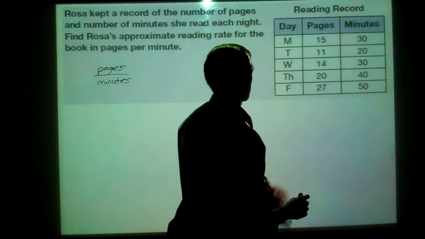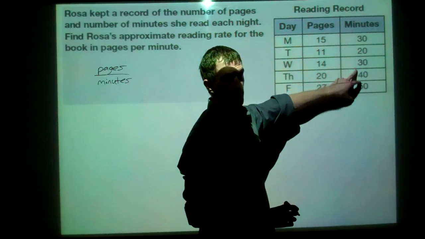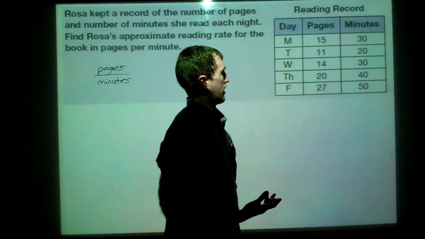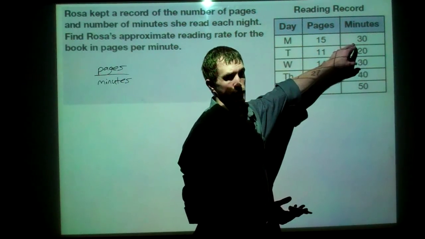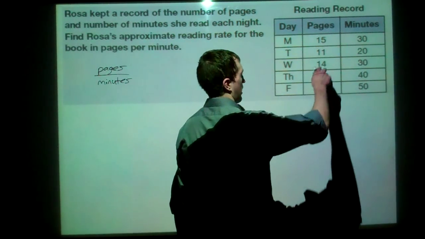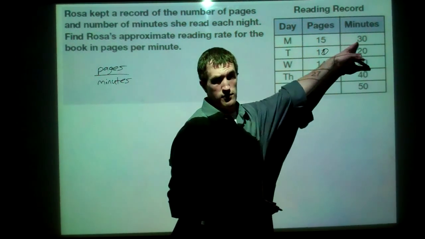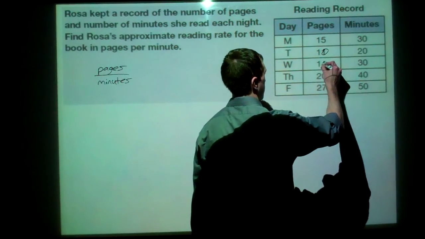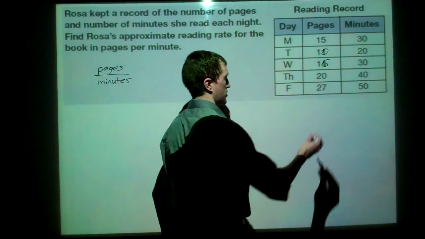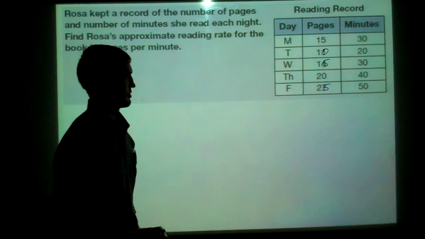So let's look at this here. We've got all these different page number values and all these different number minute values here. So what we're going to do is kind of round and see what we've got here. So on Monday, 15 pages for every 30 minutes. Here, 11 pages for every 20 minutes. I'm going to go ahead and round this one to 10. 14 to 30, which is very similar to 15 to 30, about almost half. So I'm going to say 15 there. 20 to 40, half. 27 to 50, almost half. I'm going to round this one to 25. So kind of the nearest 5, I guess you could say, for the ones place.